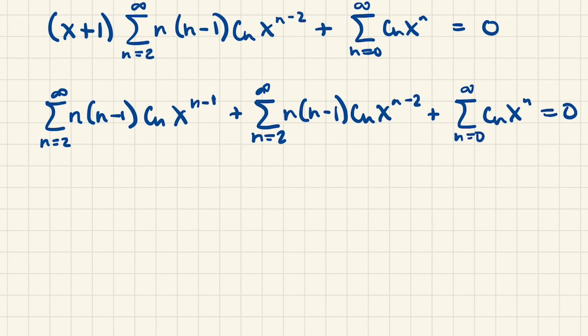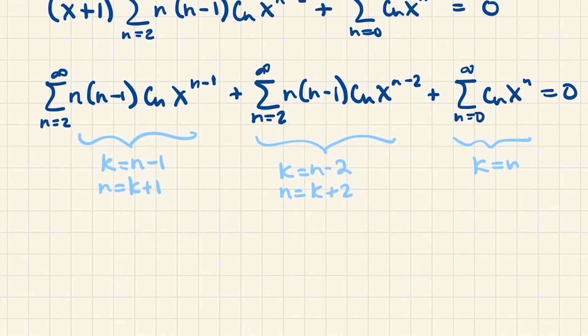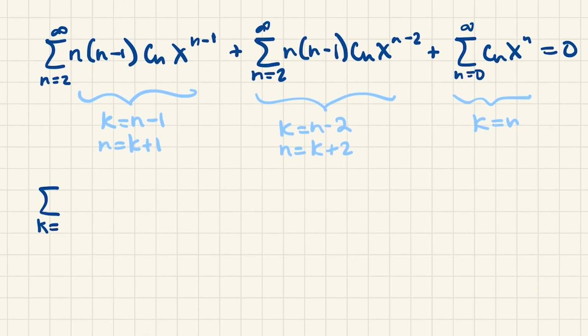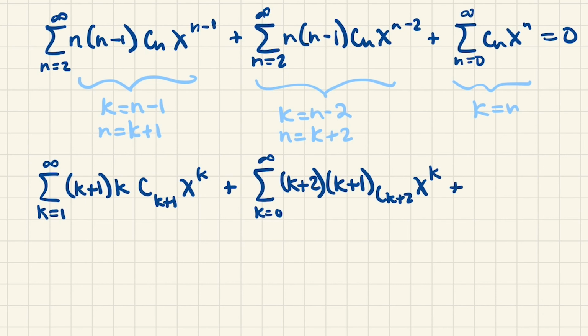Okay, so now let's balance the power of x's. So we want k here to be n minus 1. We want k here to be n minus 2. And here we want just k to equal n. Okay, so what are we going to get? Well, this guy will start at k equal 1 to infinity, and all the n's are going to be k plus 1. This guy's going to be k equals 0 to infinity, and all the n's are going to be k plus 2. And this guy's going to be pretty identical to what it was, but with a k.